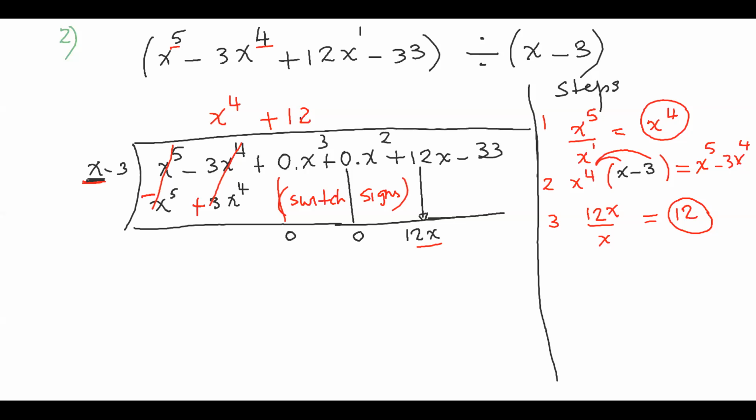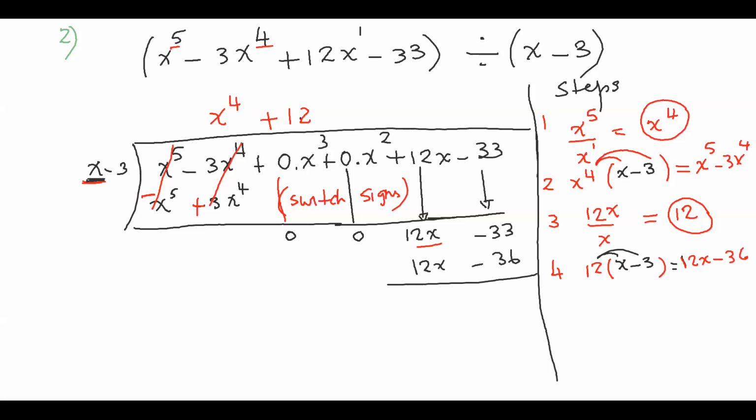Now I have to multiply this 12 by the divisor, which is x minus 3. So it's going to be 12x minus 36. So that means I have to bring this one down here as well. So write the 12x minus 36 underneath. And don't forget to switch the sign. So this is minus, this is plus. After that, you're going to add, they both get cancelled. 36 minus 33 is going to be 3. Yes.